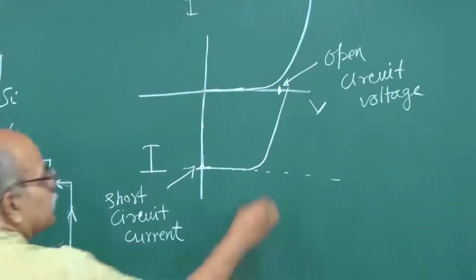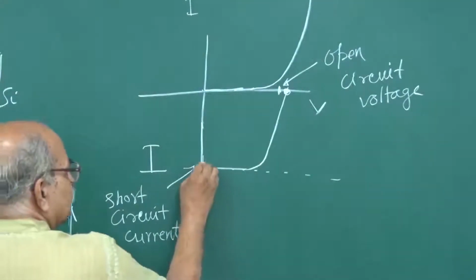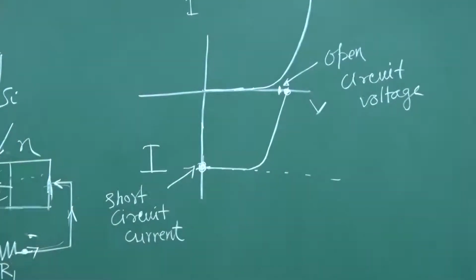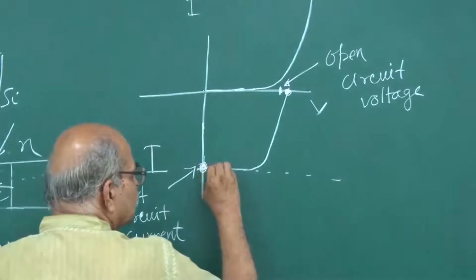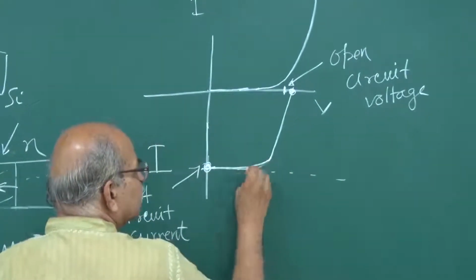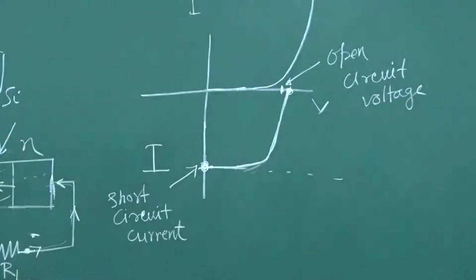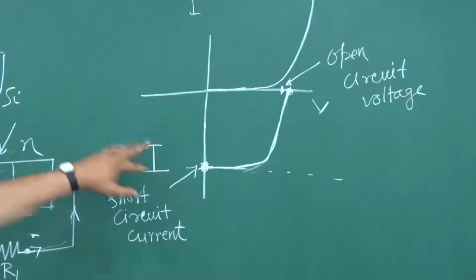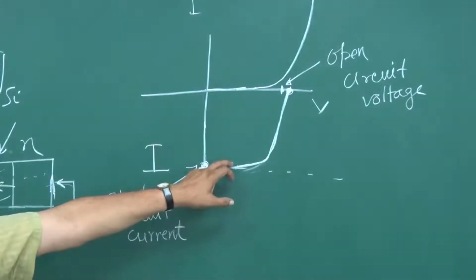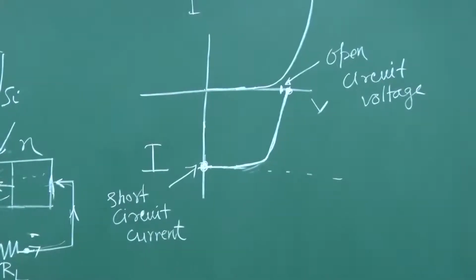Okay. So, here you have that open circuit voltage, here you have that short circuit current, and in between you have almost very slow variation, and then it turns, and then it goes and it hits here. So, that is the kind of IV characteristic displayed by these solar cells.